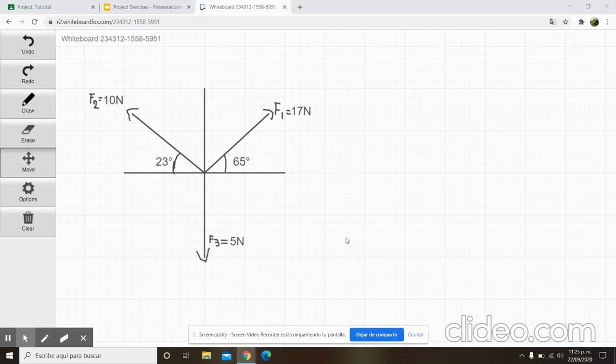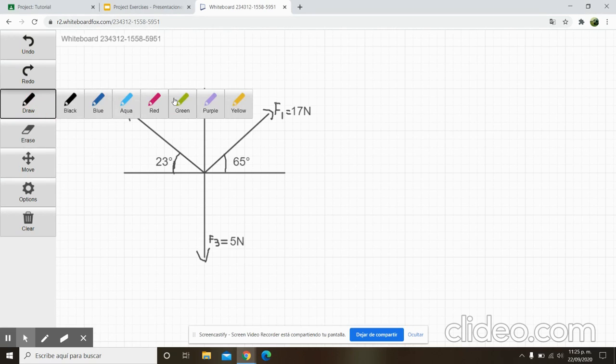Well, first, I'm going to resolve and explain how to do this exercise. It's the first exercise, so let's begin. First, we need to find the y and the x axis components from these vectors.